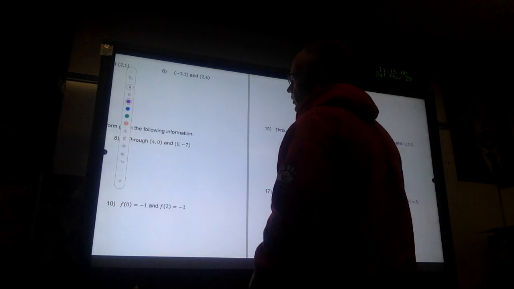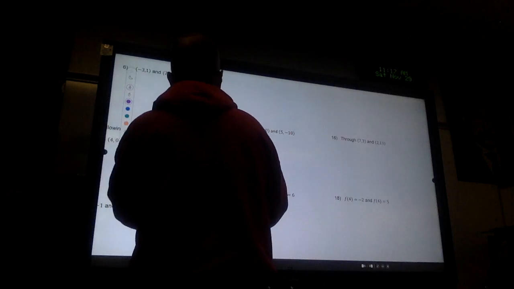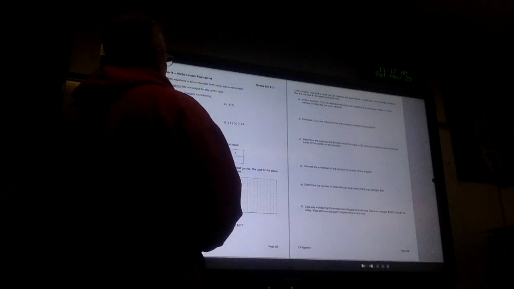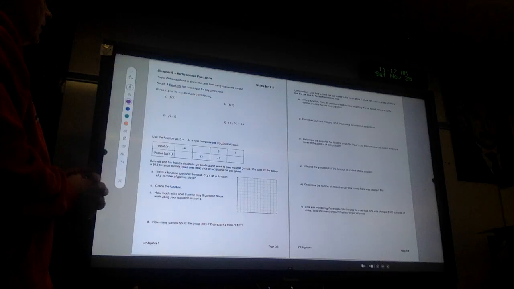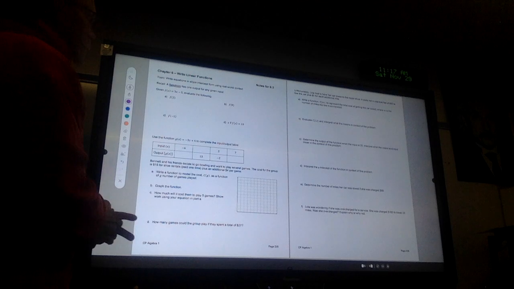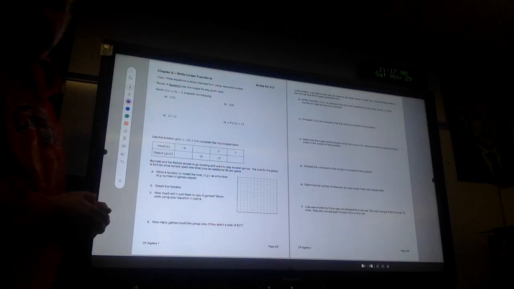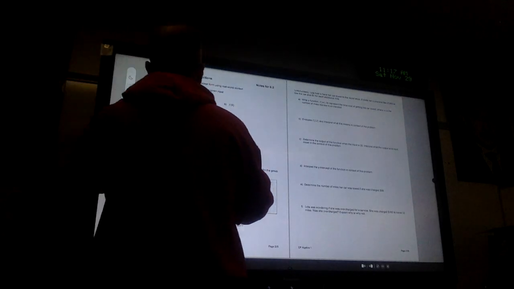And figure out the last two on your own. Ask your teacher if you need help. And let's go to the next lesson. So this is writing linear equations in the context of the problem. Okay, so this is 6.3, so make sure you're on the right page.